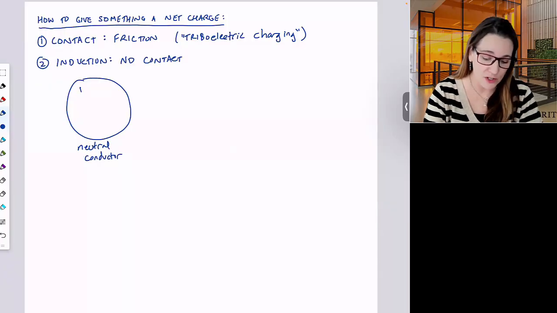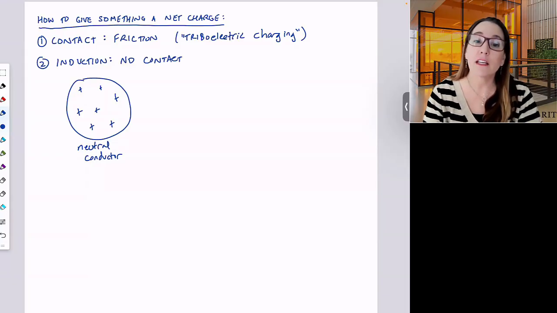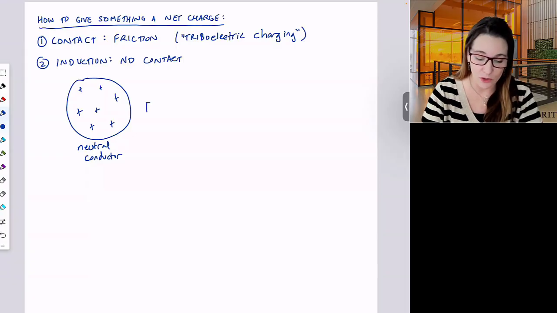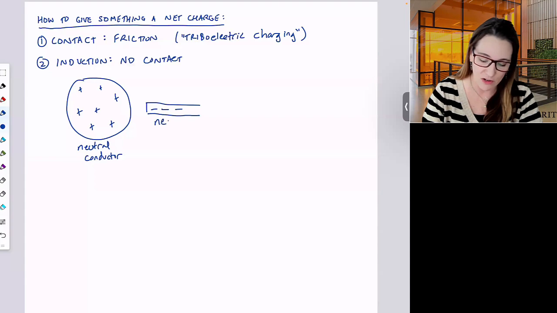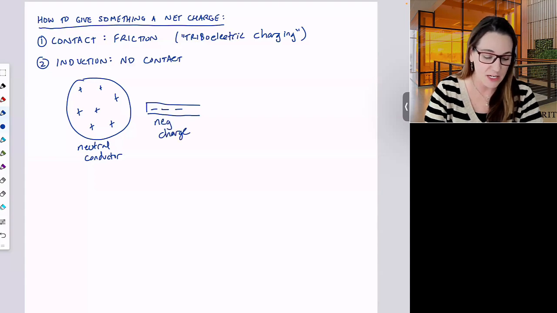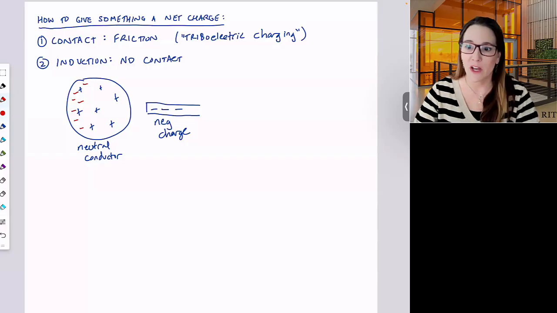For a neutral conductor, I'm going to give it, say, 1, 2, 3, 4, 5, 6, 7 atoms. Very small neutral conductor, but just for the sake of drawing it. And it would have the same number of electrons because it's neutral. I'm not going to draw those yet because what I'm going to do is bring a negative charge near it. As we saw above, what that's going to do is scare away our 7 electrons to the far side of the object.